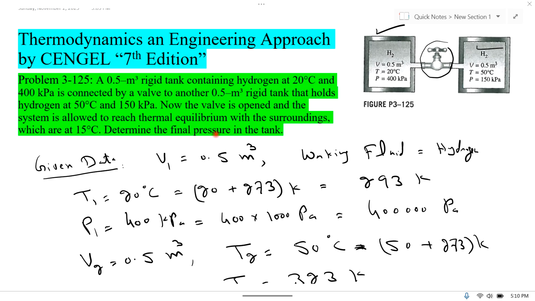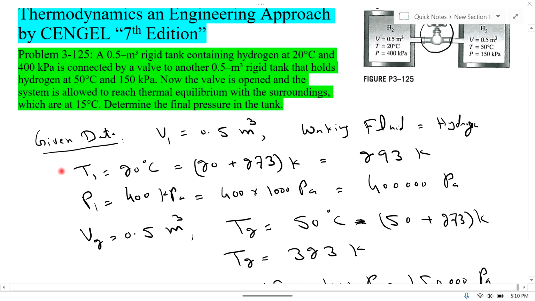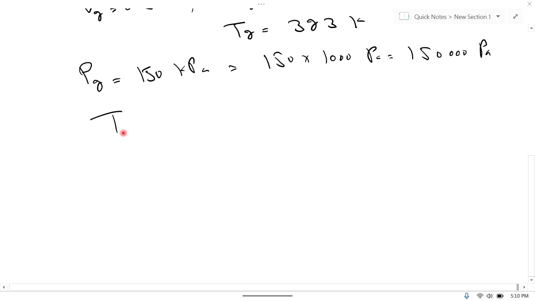It means the heat will transfer from the high temperature body, from the second to the first. After some time, the temperature of both tanks will be equal, and this is called thermal equilibrium with the surrounding, which is at 15 degrees centigrade. Final temperature after gaining equilibrium, TF.